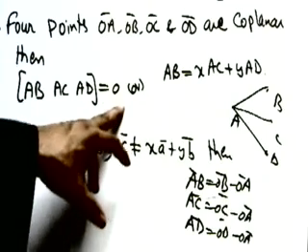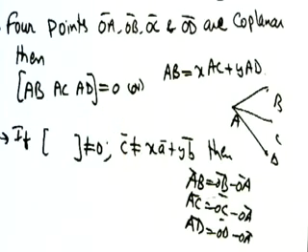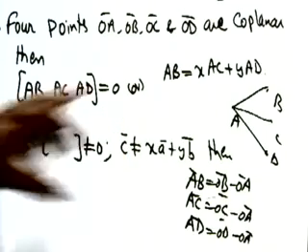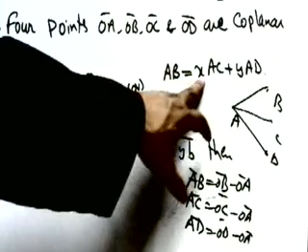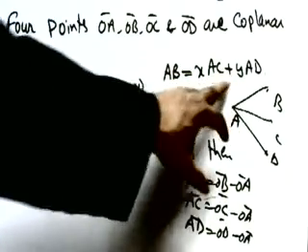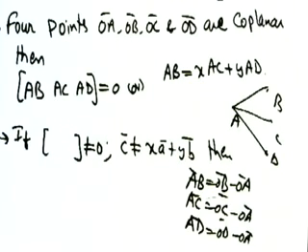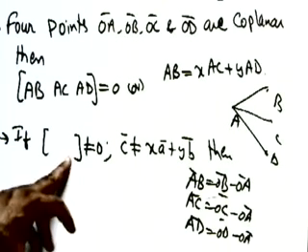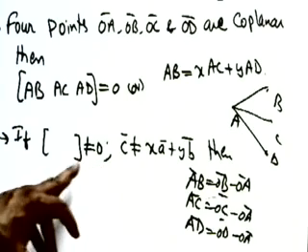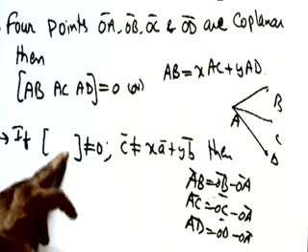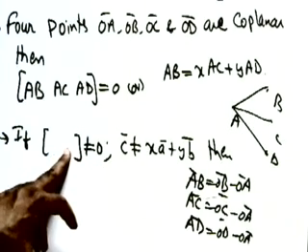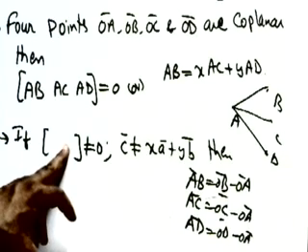If the box value is 0 for 4 points, then we say the vectors are coplanar, or if AB can be written as x into AC plus y into AD, where x and y are scalars, then we say the vectors are coplanar, or linearly dependent vectors. In the same way, if the box value is not equal to 0, we will see how to find it in the example questions.